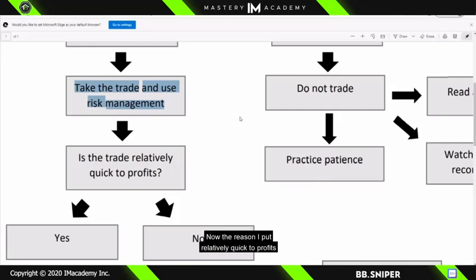Now, the reason I put relatively quick to profits is because some of us are scalpers, some of us are position traders. So it's going to depend on which time frame you're trading, which day of the week, which session you're trading. There's a lot of variables in here. Okay. So, like I said at the beginning, you will have to fine tune it a little bit more. But say you're trading off the 5 minute time frame. Well, if you're entering off a 5 minute institutional candle or a 5 minute imbalance, if 15, 20 minutes goes by and your trade is not in profit, probably not a trade that you want to be holding.